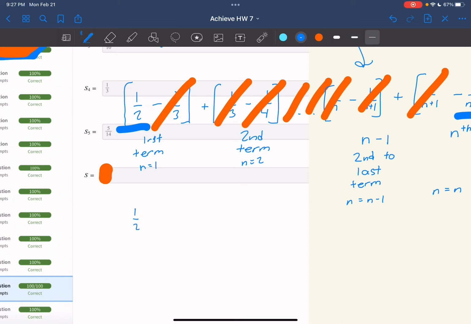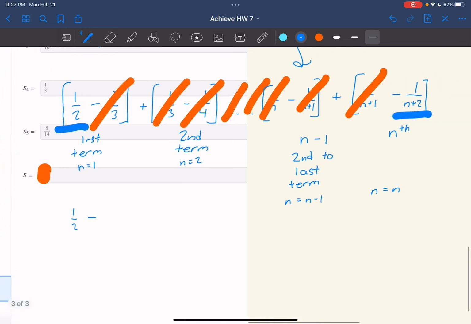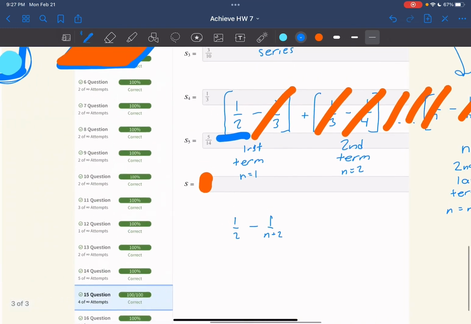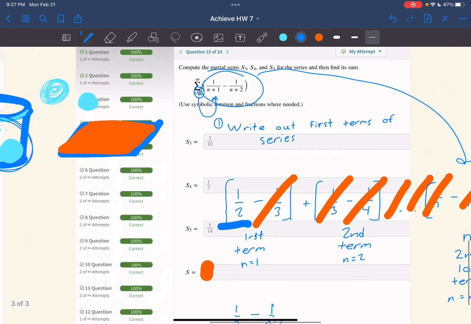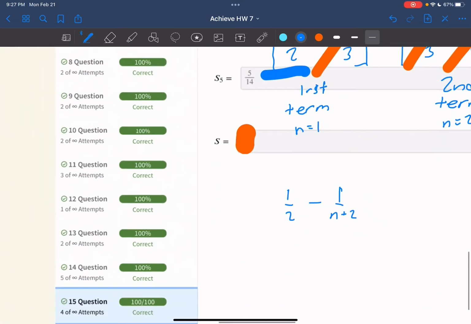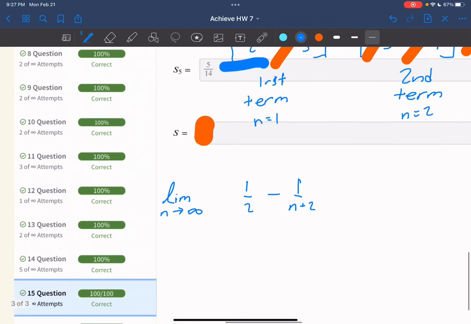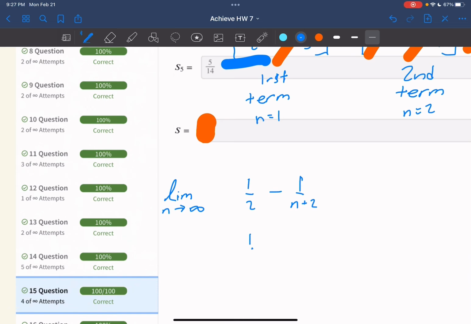1 over 2 minus 1 over n plus 2. Now remember, we have infinity up here, so n is approaching infinity. So we need to calculate this thing, but the limit as n approaches infinity. Well, this is just 1 over 2 minus, we need to say, what does this do as n approaches infinity?